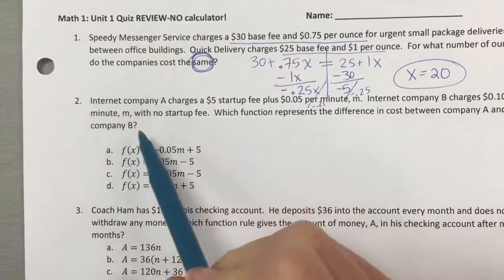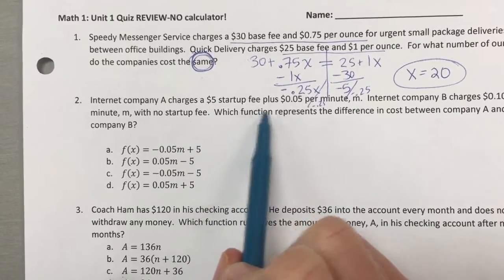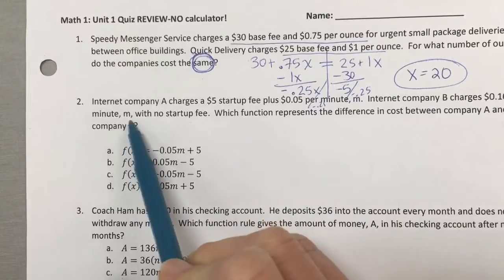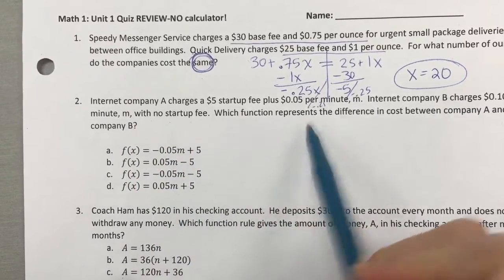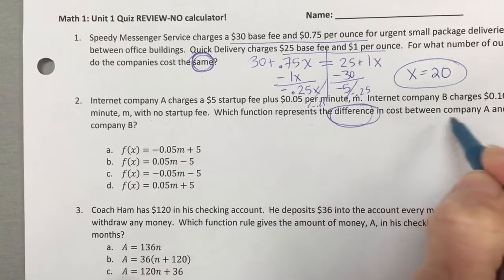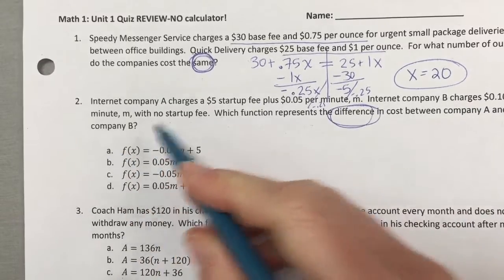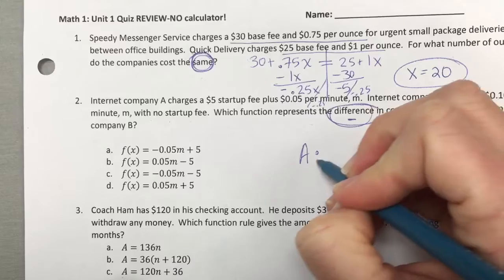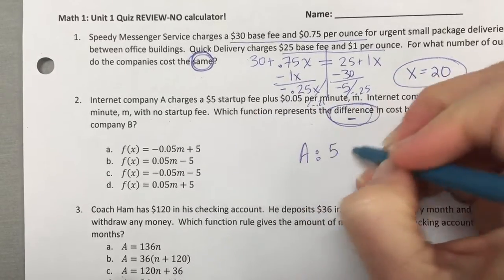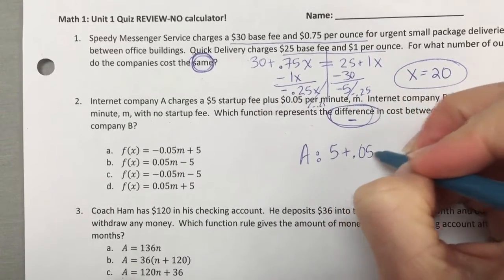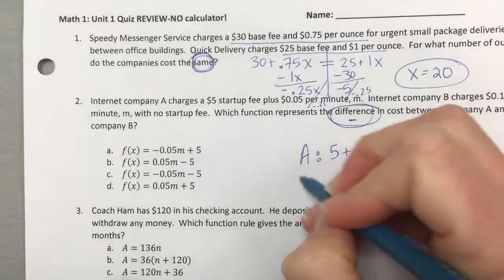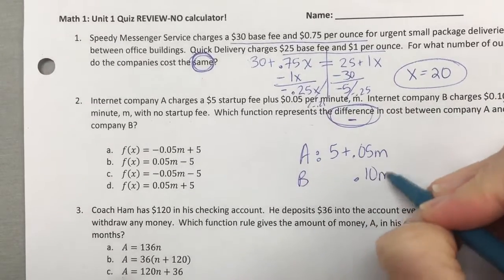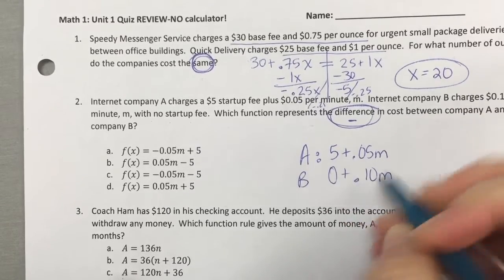Number 2, Internet Company A charges a $5 setup fee plus 5 cents per minute. Internet Company B charges 10 cents per minute with no startup fee. Which function represents the difference in cost between Company A and Company B? Difference means I'm subtracting. So Company A charges $5 plus 0.05 per minute. Company B charges 10 cents per minute and no startup fee. You can put a 0 if you want.